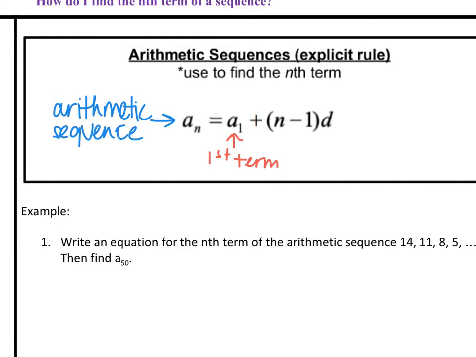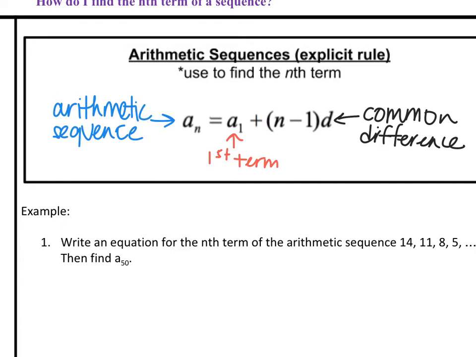So in sequences, you have usually a list of terms. That's the first one. D stands for the common difference. We talked about this on Friday, so what it's adding or subtracting.